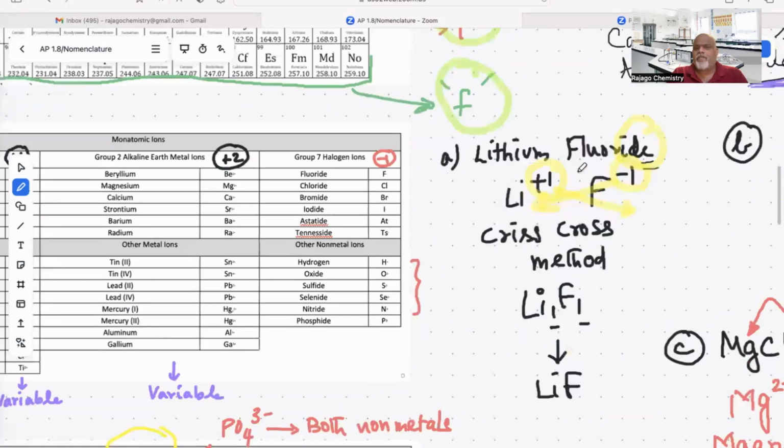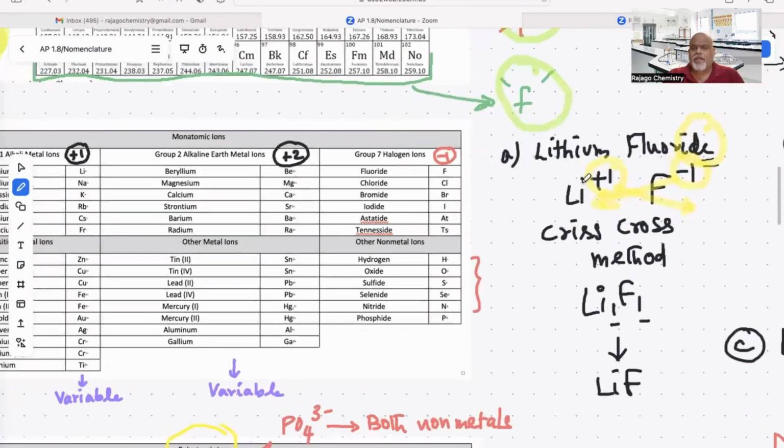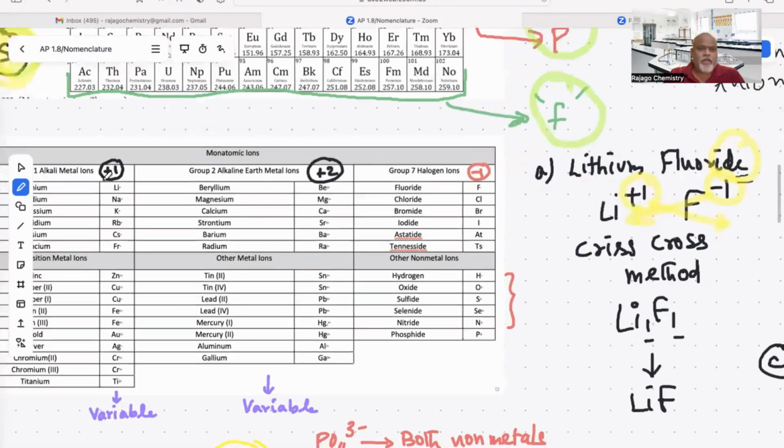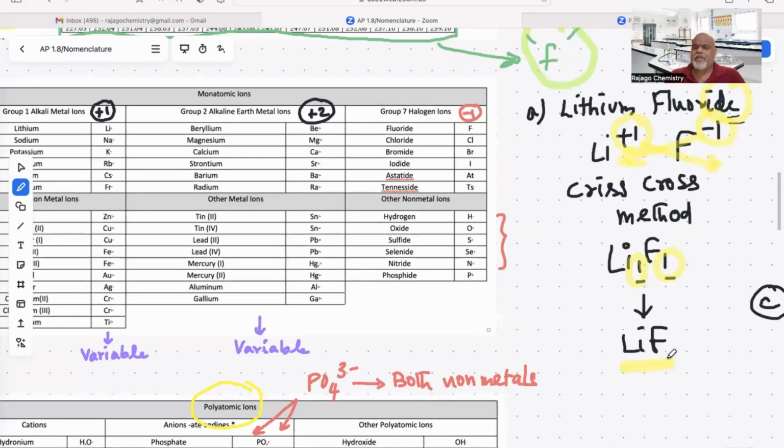If lithium fluoride is given, then what you have to do is, the charge of lithium is +1 and fluoride is -1. So you write Li+1 and F-1. And what we follow is called the crisscross method. Crisscross method means the +1 comes here and the F -1 comes here. So you can ignore the plus and minus, and then you write Li1F1. And you can always ignore these 1s. It's obvious. And you write lithium fluoride, so LiF.